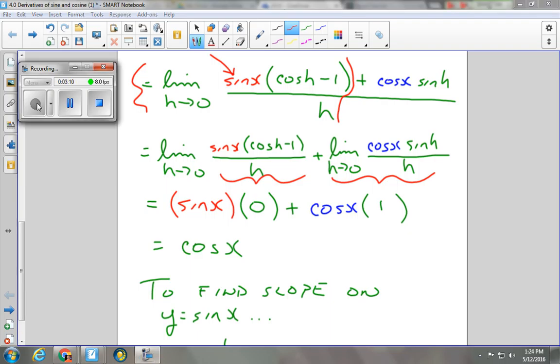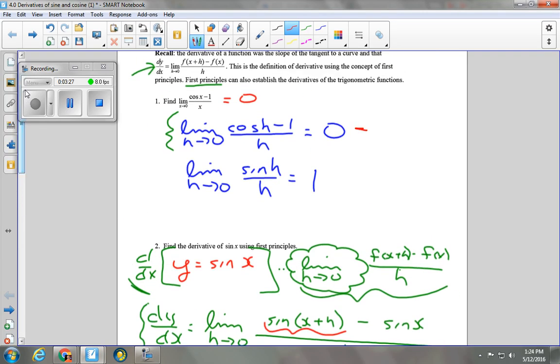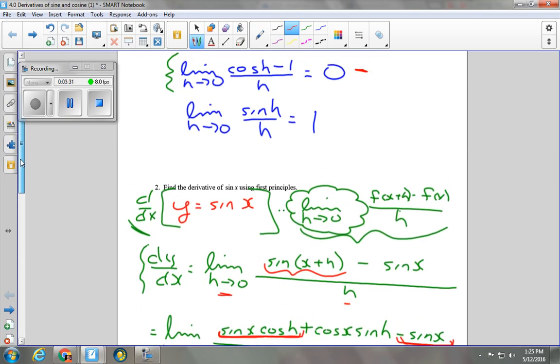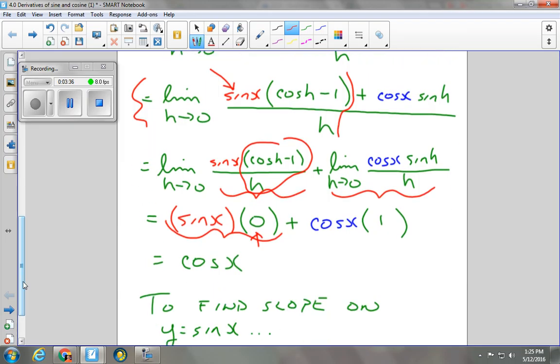Then I know that the part in green here, cos h minus 1 over h, is equal to 0. So the first term, sine x times 0, is just 0. We wrote yesterday that cos theta minus 1 over theta equals 1. No, it should have been 0. If I did write that, it was a mistake.